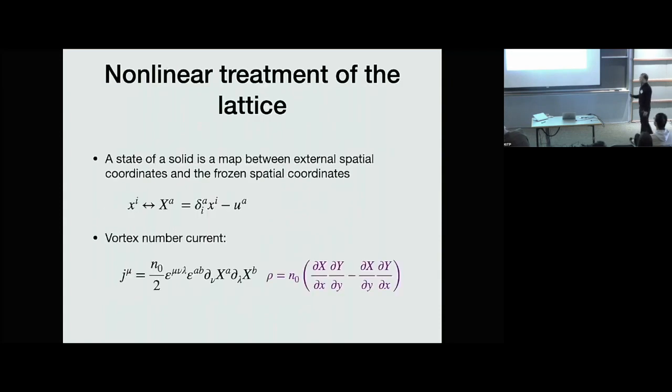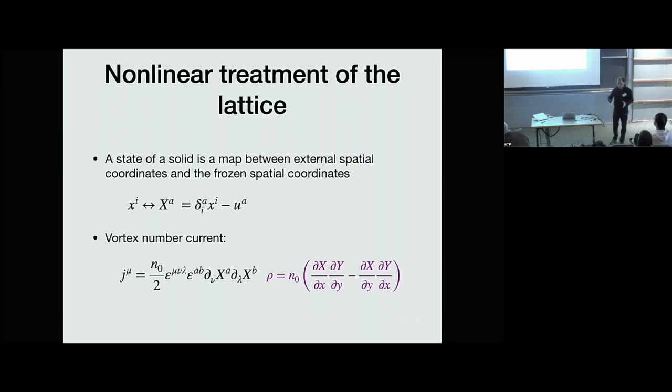Okay, in order to do that, we have to try to understand how to encode the information about the lattice in a non-linear way. That is, going beyond the approximation where the displacement of each of the points is treated as a small parameter. So here, the standard way to write down a theory of a solid at the nonlinear level is to think about a state of a solid as a map between two systems of coordinates.